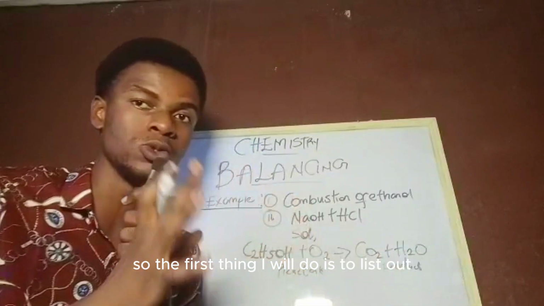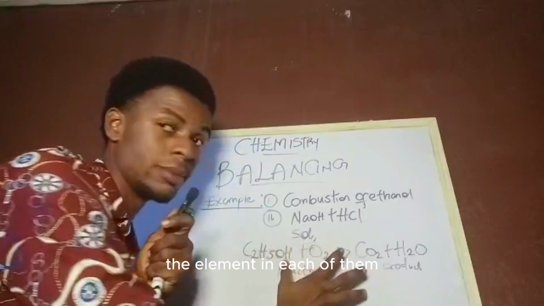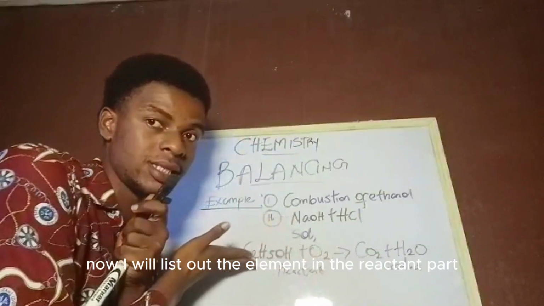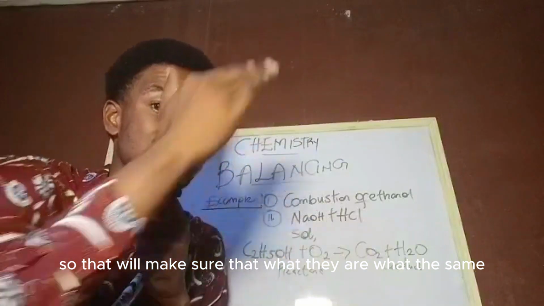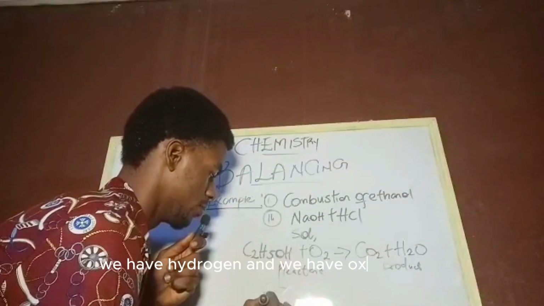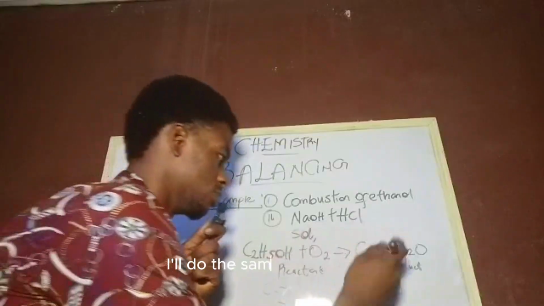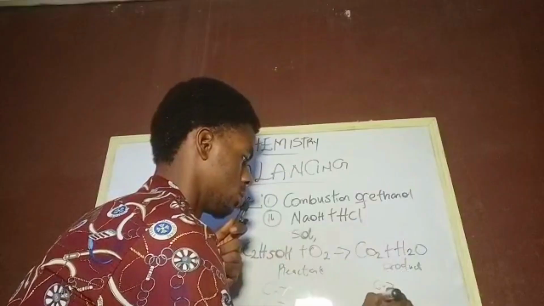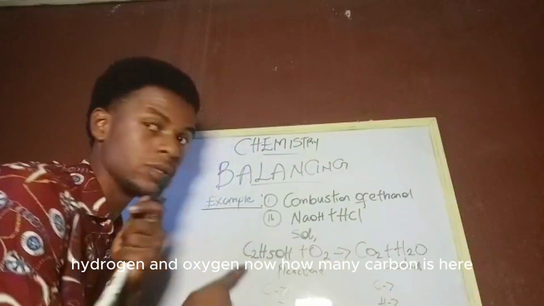So the first thing I would do is to list out the elements in each of them. Now I'll list out the elements in the reactant part and also that of the product, so that I'll make sure that they are the same. So we have carbon, which is C, we have hydrogen, and we have oxygen. Right? I'll do the same here. Carbon, hydrogen, and oxygen.